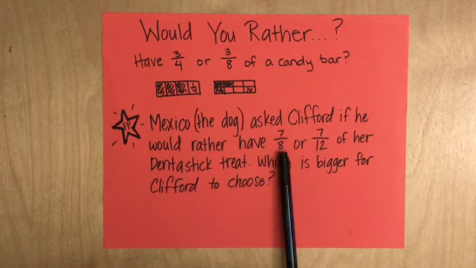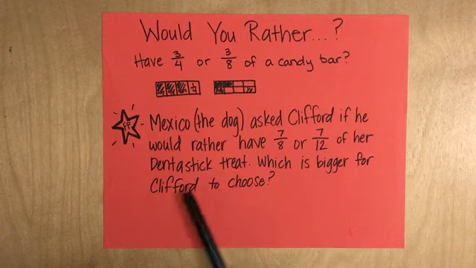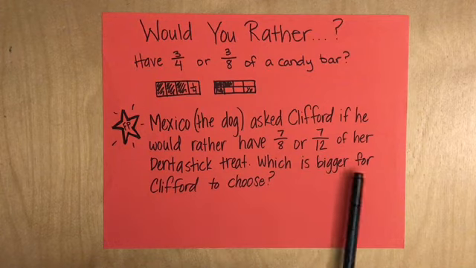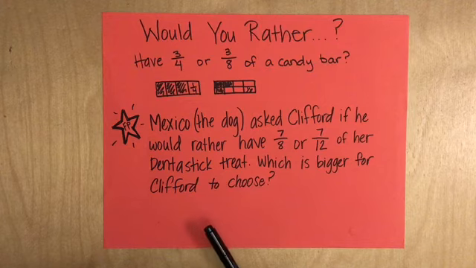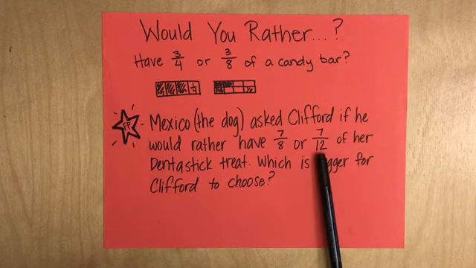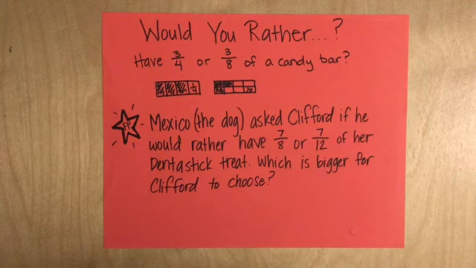So for your final problem today, Mexico the dog asked Clifford if he would rather have 7/8 or 7/12 of her Dentastix treat. Which is bigger for Clifford to choose? So Clifford wants a big one. Clifford's a huge dog. And remember, if you want to make 12ths, you're going to draw 6ths, and then you're going to cut each of those 6ths in half to double them. All right, go ahead and try that, and I will see you guys tomorrow. Good luck.